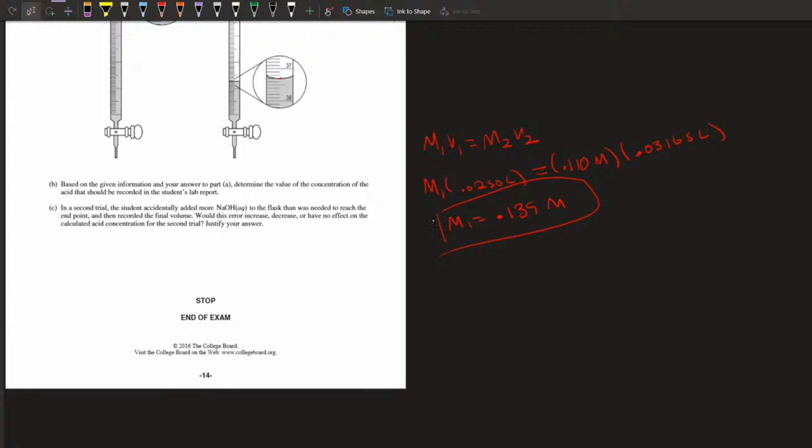All right. And for the final question, 7C. In a second trial, the student accidentally added more NaOH to the flask than was needed to reach the endpoint, and then recorded the final volume. Will this error increase, decrease, or have no effect on the calculated acid concentration for the second trial? Justify your answer. So, because of this, I'm going to write this one out. The error would increase the concentration.